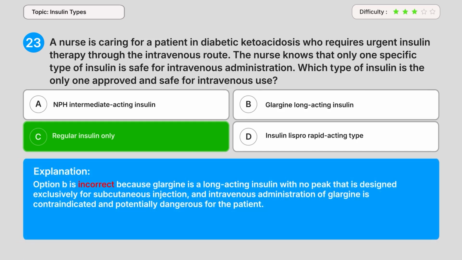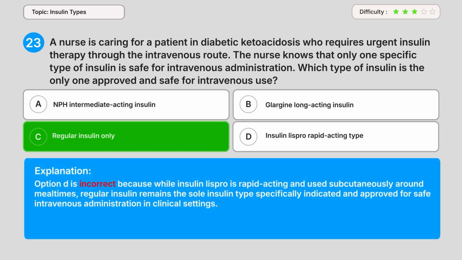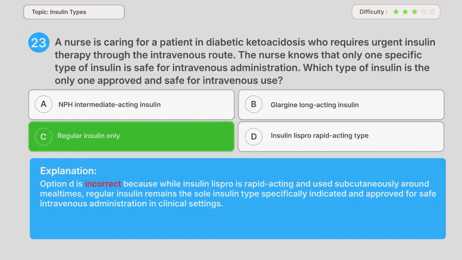Option B is incorrect because glargine is a long-acting insulin with no peak that is designed exclusively for subcutaneous injection, and intravenous administration of glargine is contraindicated and potentially dangerous for the patient. Option D is incorrect because while insulin Lispro is rapid-acting and used subcutaneously around mealtimes, regular insulin remains the sole insulin type specifically indicated and approved for safe intravenous administration in clinical settings.